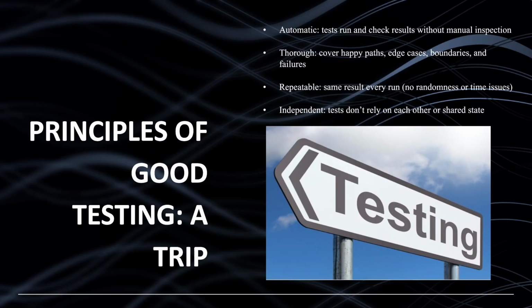R stands for repeatable. A test should produce the same result every time you run it. If a test sometimes passes and sometimes fails without code changes, that's a flaky test, and it destroys trust in the test suite. I stands for independent. Tests shouldn't depend on each other's order or shared state. If test B only passes if test A ran first, then your tests are not independent, and the suite becomes hard to maintain.